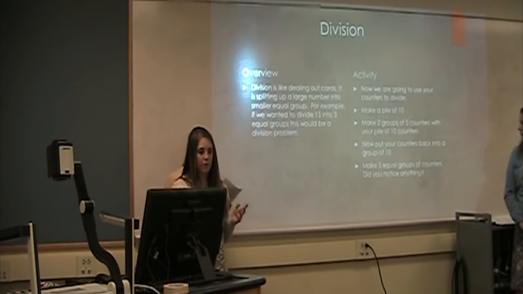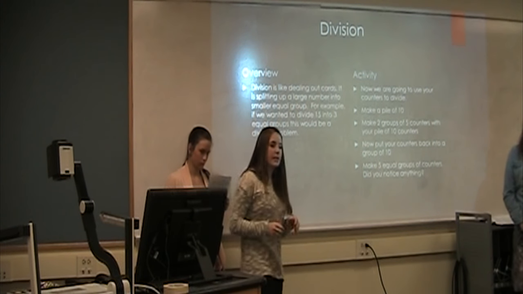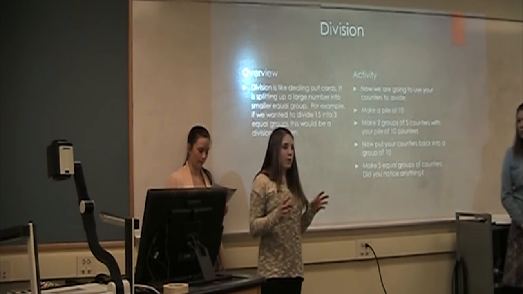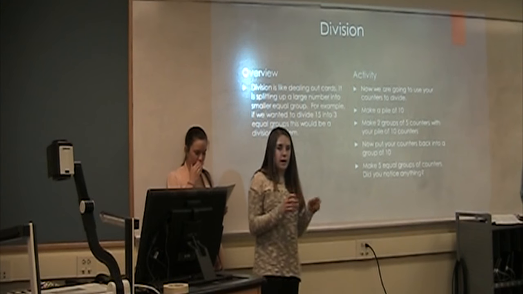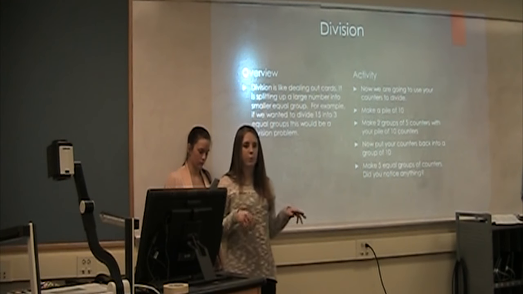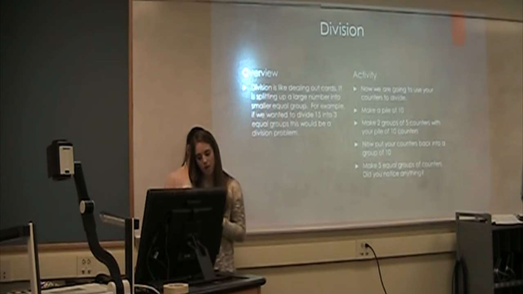And then make 5 groups of counters, however many that is. Just 5 different groups. And hopefully you should be able to see that they are all the same number, and no matter how you divide the whole group up, you can always get 5 and 2, either 5 groups of 2 or 2 groups of 5, and it's all the same.